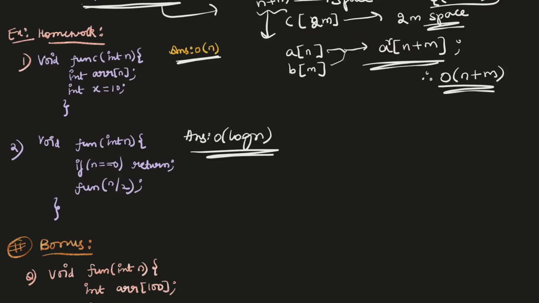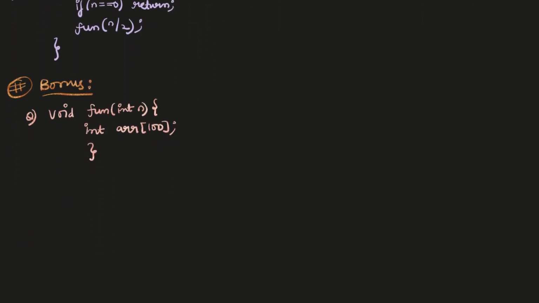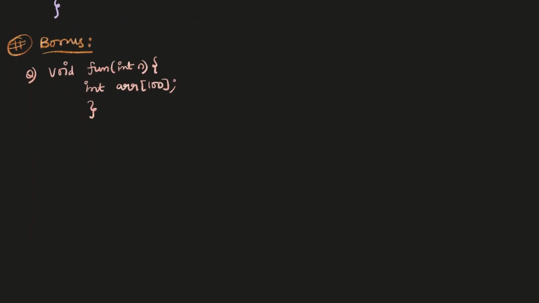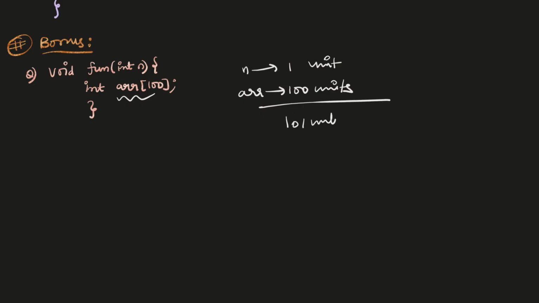So now I'll tell you a bonus question for today. See, if you look at this question, it says void function, int n. So n would take how much space? Just 1 unit. But when you come to this array, it is also taking 100 units. So total would be 101 units. That is equal to some constant. So that's the reason it would take order of 1.